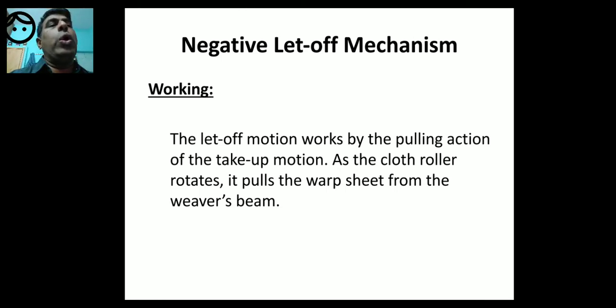As the cloth roller rotates, cloth roller is present in the take up mechanism. As the cloth roller rotates, it pulls the warp sheet from the weaver's beam. So this is the working. So the let off motion works by the pulling action of the cloth roller or take up motion.